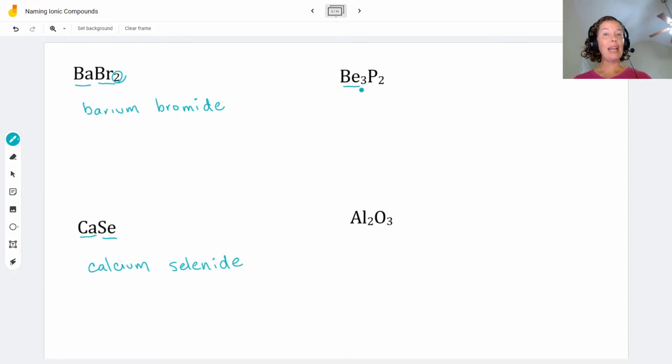Okay, we've got 2 more examples. Again, identify the cation. That's written first. Be is beryllium. And I always have to check how to spell beryllium, because I always forget that it has 2 L's. But again, we named the cation with the elemental name. Yes, there are 3 of them, but that doesn't change our name at all. And now P is phosphorus. But again, we need to change the ending to IDE, so it becomes phosphide.